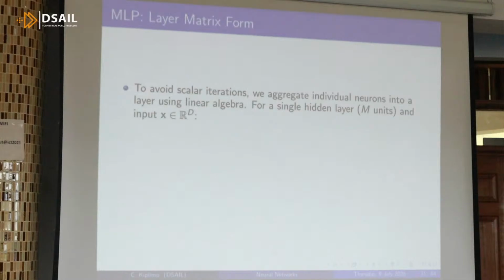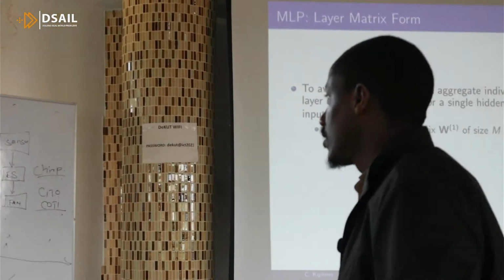It takes advantage of the computational efficiency of working with vectors and matrices. For a single hidden layer of m units and input x, which is a d-dimensional input, the one we've been talking about, we collect all the weights into a matrix W1 of size M by D. Maybe it would be nice to just draw it here.